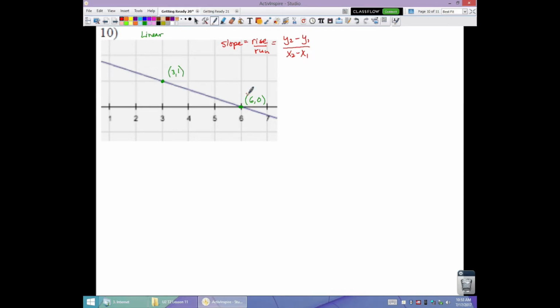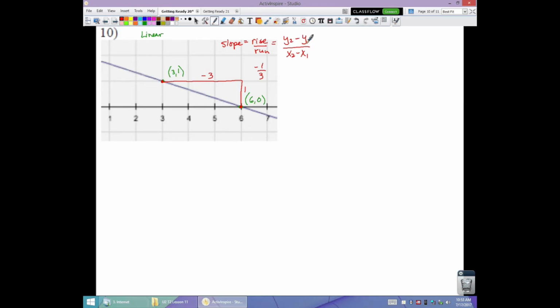So if I'm counting rise over run, I start at either point and first count the vertical change. Well, if I start here at 6, 0, in order to count my way over to 3, 1, I go up 1 and then left 1, 2, 3. So my slope is rise 1, run negative 3, or negative 1/3. Doesn't matter which number the negative is on or if it's in front of the whole fraction.